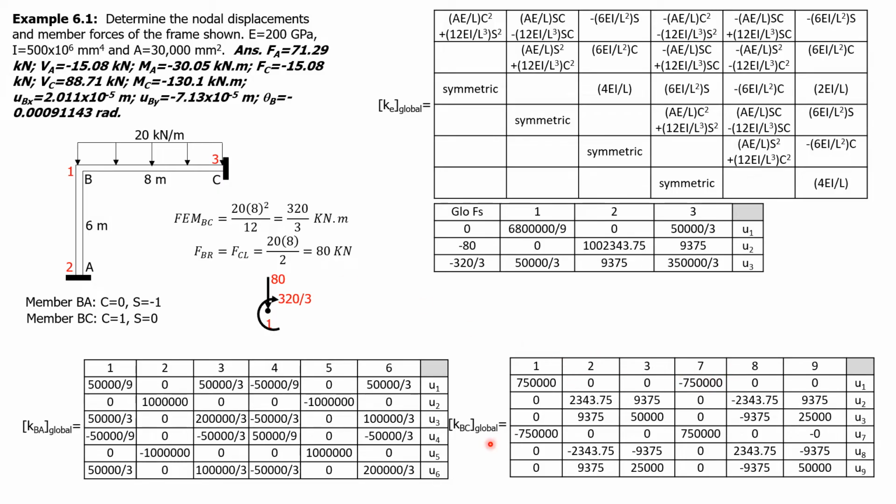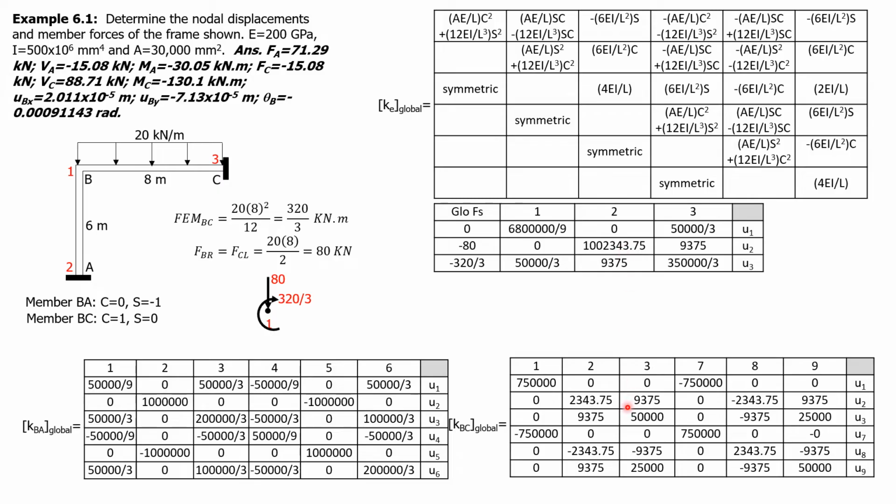But this is the global stiffness matrix of BC. We only fill up 1, 2, 3 because those nodes are associated with unknown displacements. The rest are zero displacement. So 1, 1 is 6,800,000 over 9. 1, 2, we have 0 here, plus 0 here, so it's 0. So this is also 0. Then this is 1, 3. We have 50,000 over 3, plus 0 is 50,000 over 3. That's why this is also 50,000 over 3.